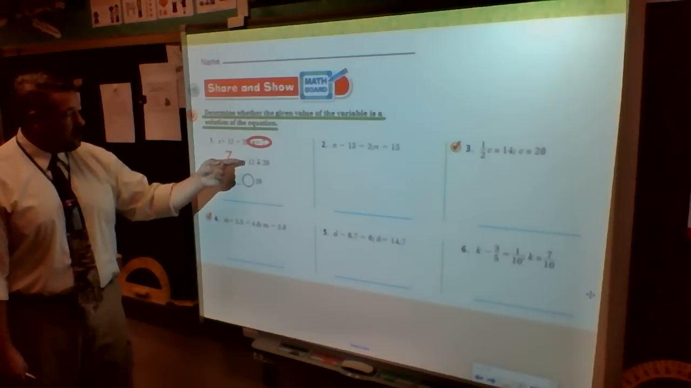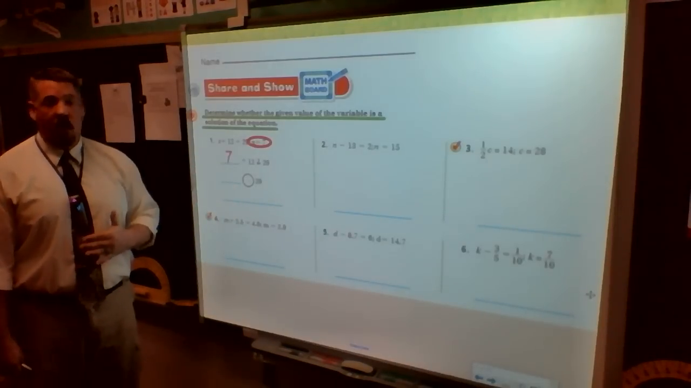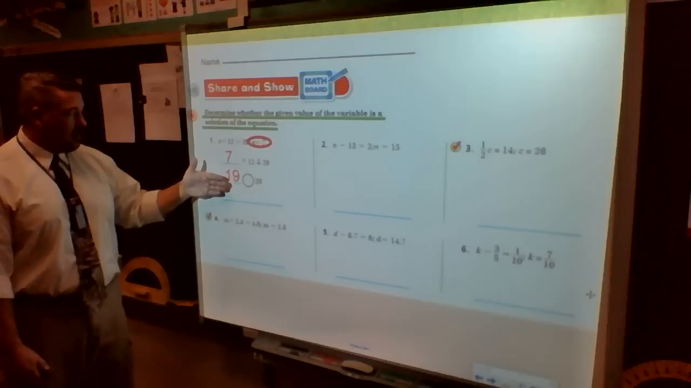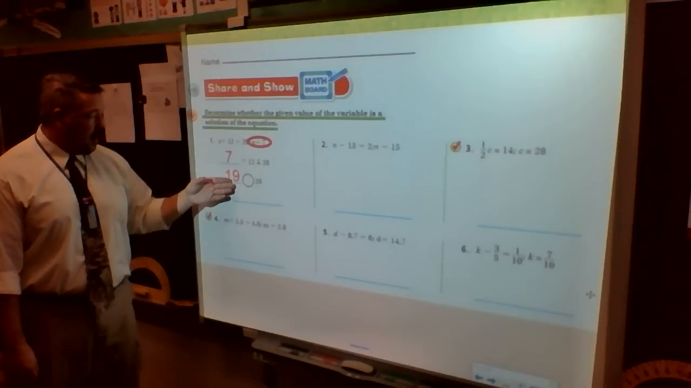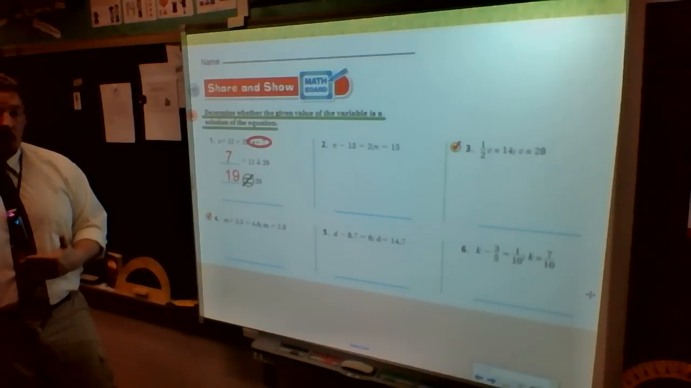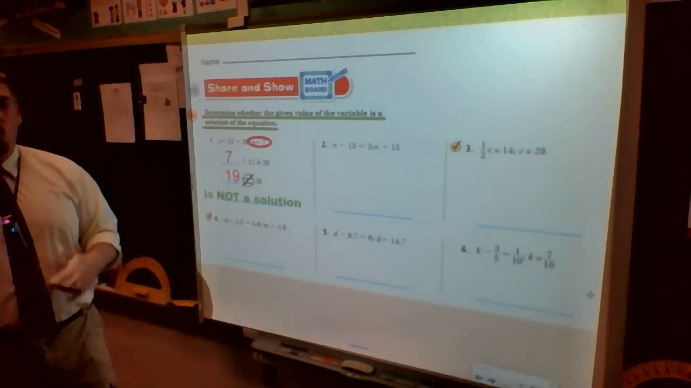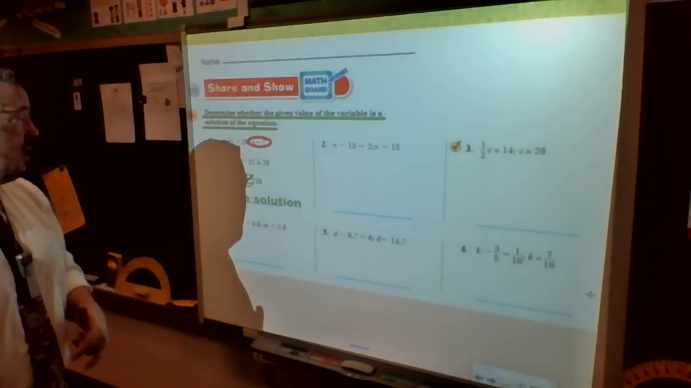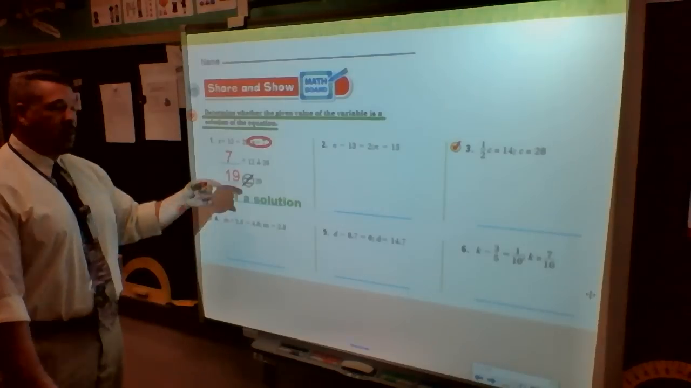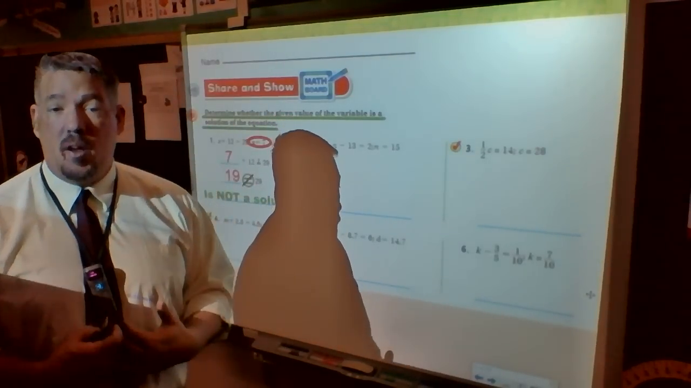I put 7 plus 12 equals 29, and then I do the math that is there. 7 plus 12 is 19. And when I look at 19 compared to 29, I know they are not equal to one another, so therefore this is not a solution. If you want the shortcut to writing your answer, then the shortcut is not a solution. If you simply put not as an answer, I'm going to count it wrong.